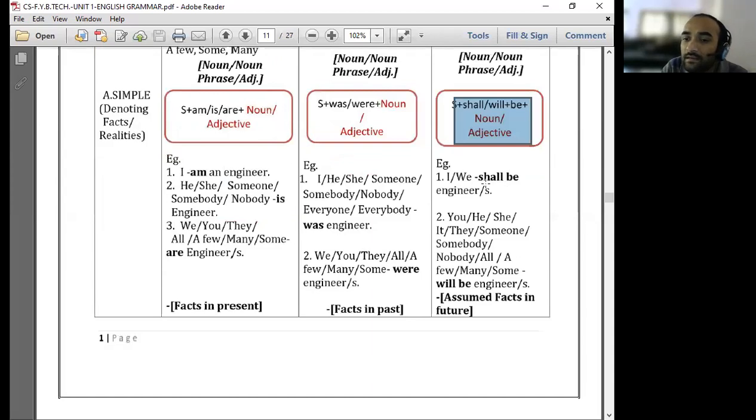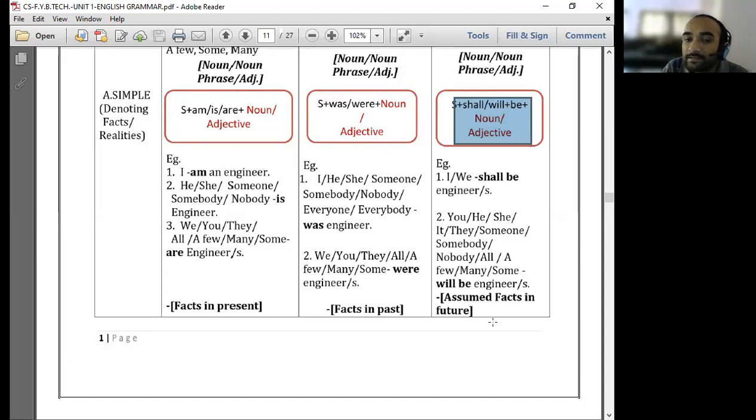I and we shall be engineers. You will be engineer. He will be engineer. She will be engineer. They will be engineers. Someone will be engineer. Somebody will be engineer. Nobody will be engineer. Many will be engineers.